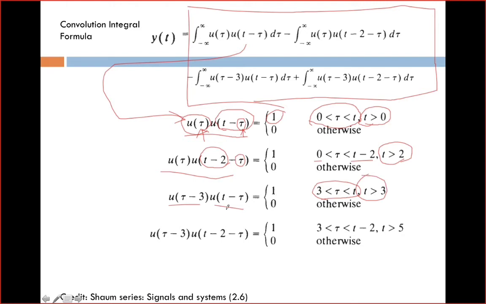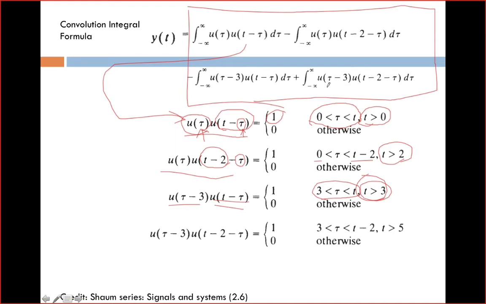Listen carefully. Here the tau value is starting from 3 because tau minus 3 is equal to 0. When you are substituting tau minus 3 is equal to 0, you will get tau is equal to 3. In the second step function, when you are substituting tau is equal to 3, you will get t minus 3. Hence t is greater than 3.